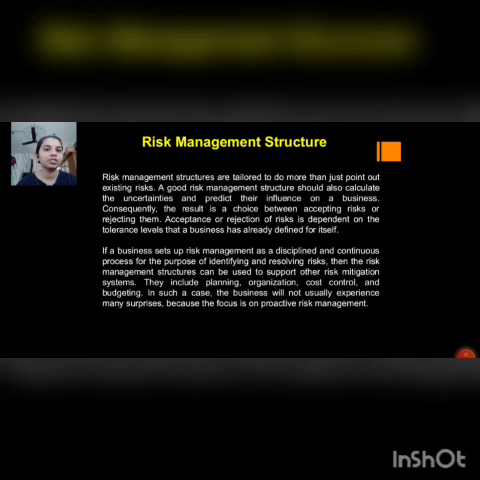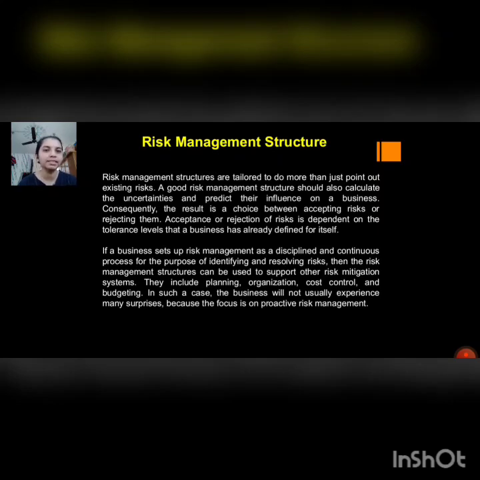Risk management structure. Risk management structures are tailored to do more than just point out existing risks. A good risk management structure should also calculate the uncertainties and predict their influence on a business. Consequently, the result is a choice between accepting risk or rejecting them. Acceptance or rejection of risk is dependent on the tolerance levels that a business has already defined for itself.